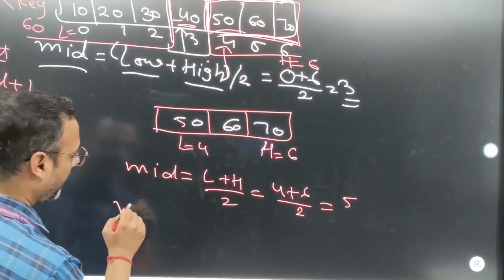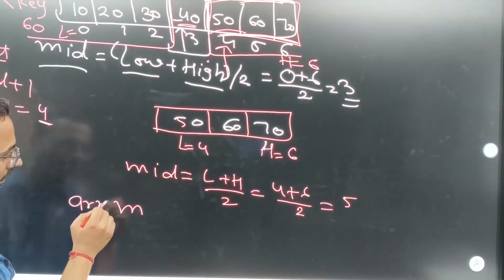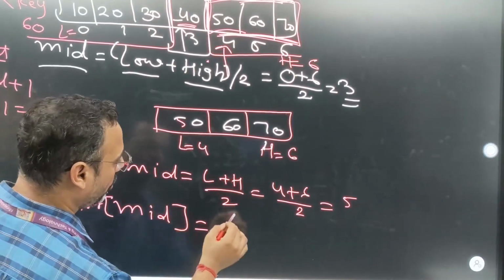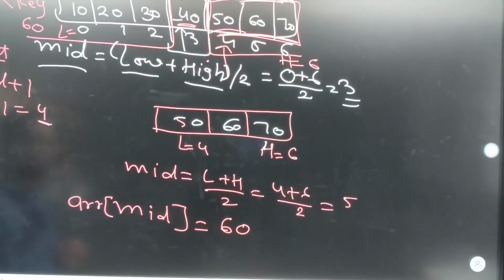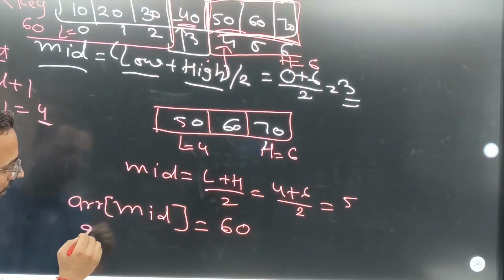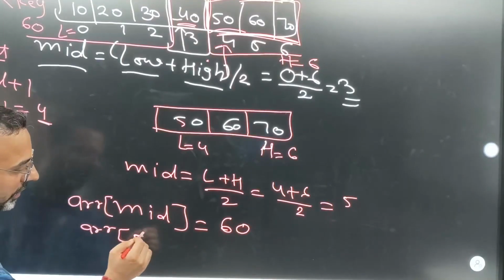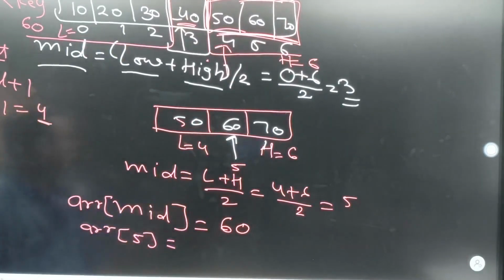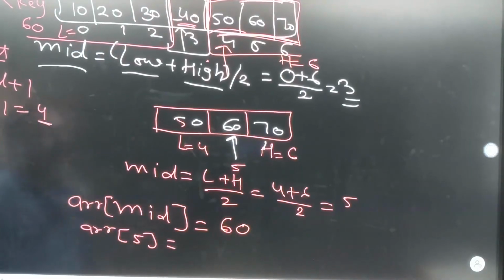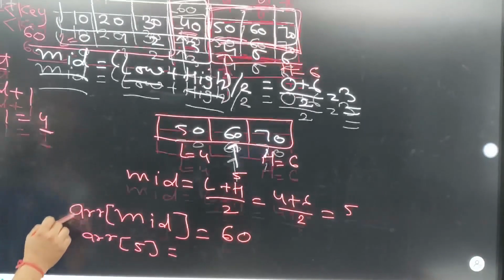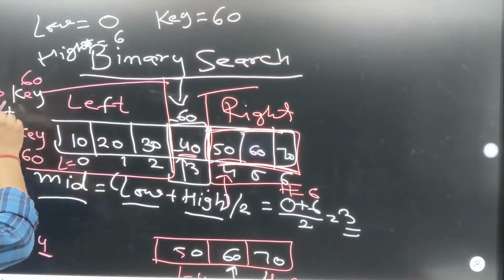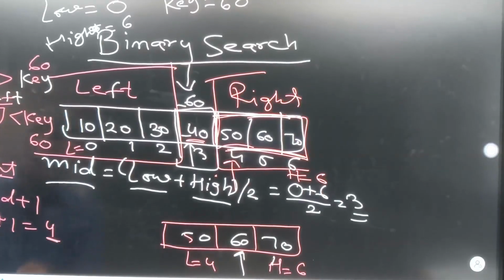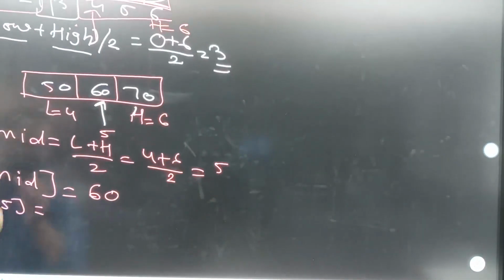So in that case the mid array value is equal to 60. Why 60? Because we are talking about the array's fifth location, so at the fifth location of the array we have the value 60. Okay, and our key value, which I want to find, is also 60. So now we got the value here.